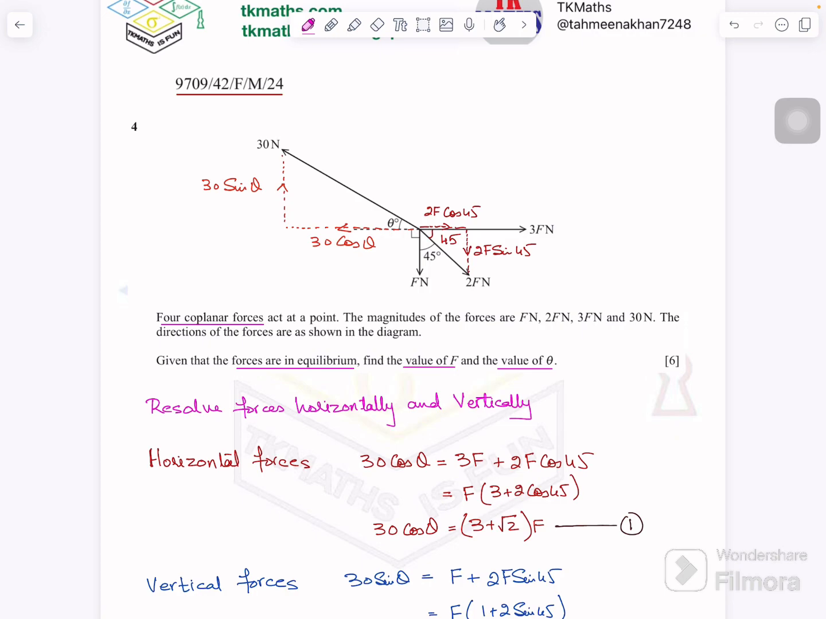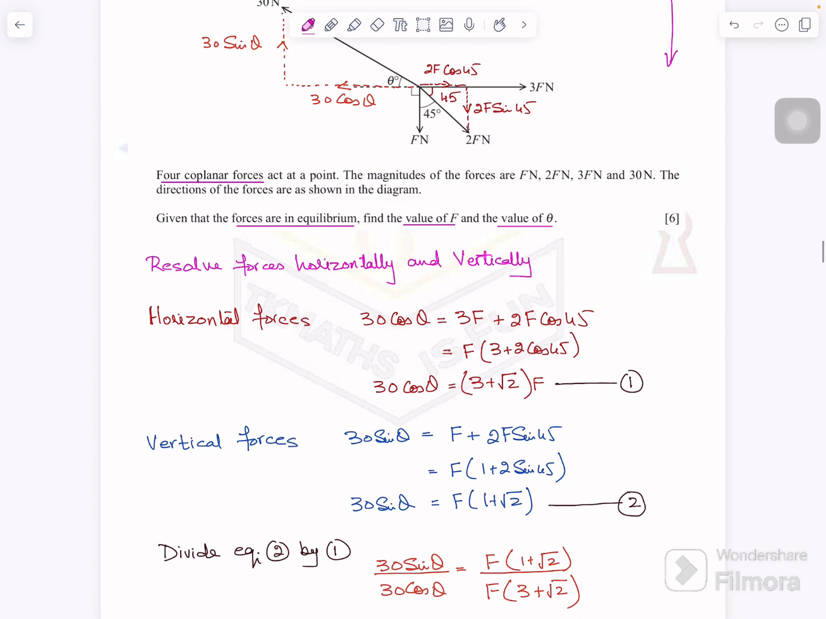Forces are in equilibrium, so all the forces acting horizontally in opposite directions are equal to each other, and all the forces acting vertically in opposite directions are balancing each other. And exactly the same I have done here, and then solve them simultaneously.